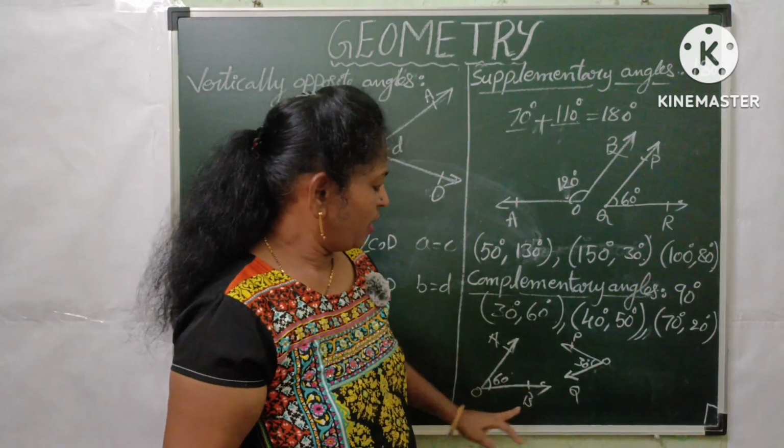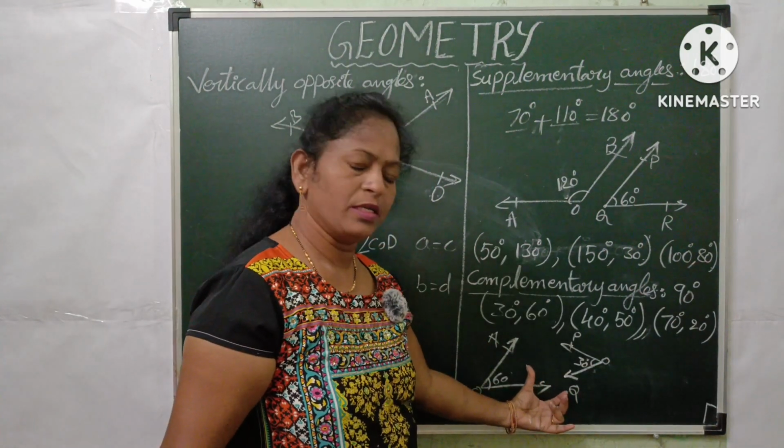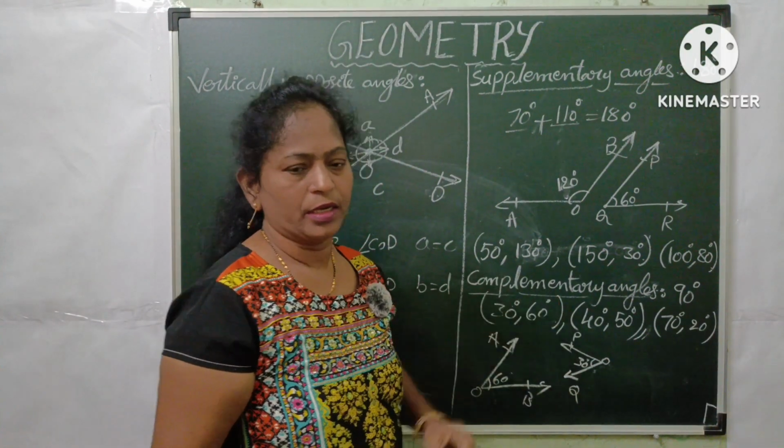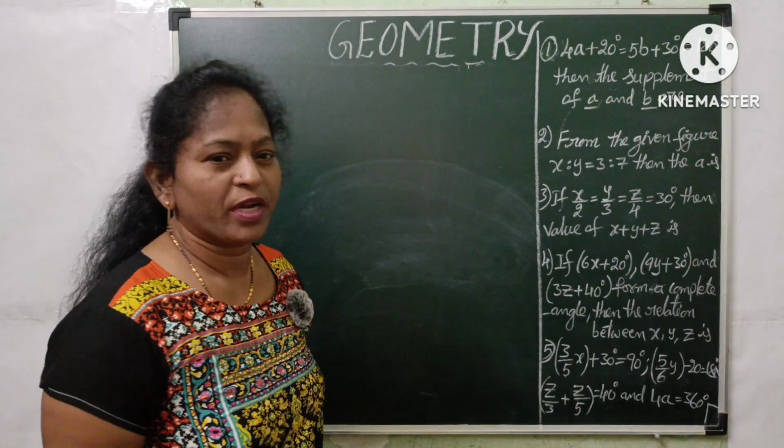POQ and AOB sum is equal to 90 degrees. So these two pair of angles are complementary angles. Next, some different types of questions in competitive type.